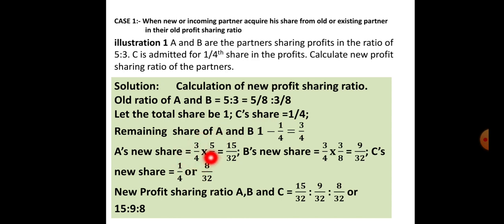A's share will be 3/4 multiplied by 5/8, which is equal to 15/32. B's share will be 3/4 multiplied by 3/8, so he would get 9/32 as the new ratio. C is being admitted for 1/4 share, so to make it equal with the other partners, the denominator must be the same. So 1/4 becomes 8/32, which is the new share of C. So we have calculated the new profit sharing ratio in this manner.